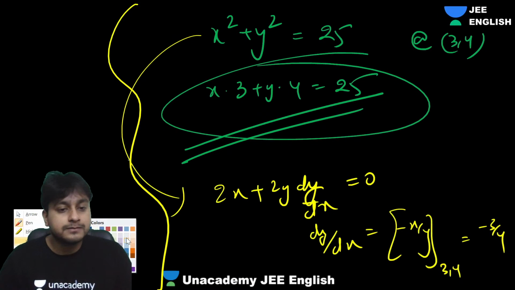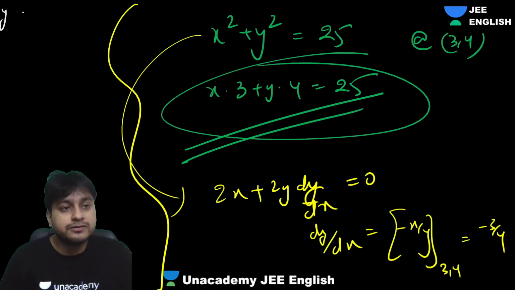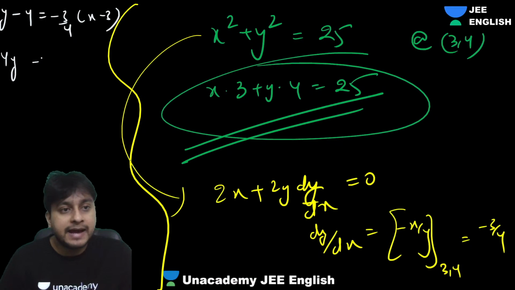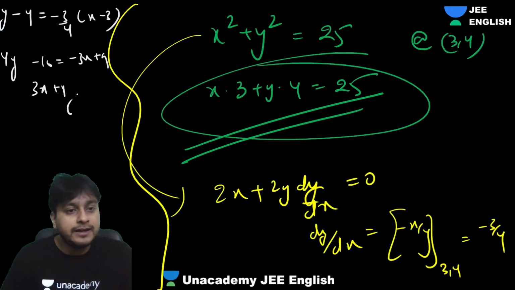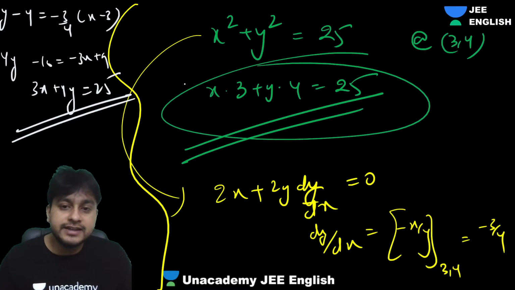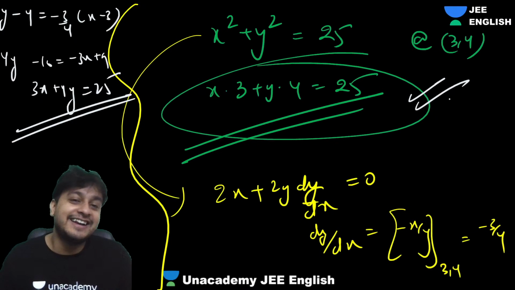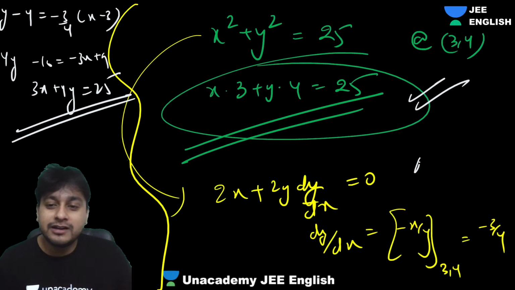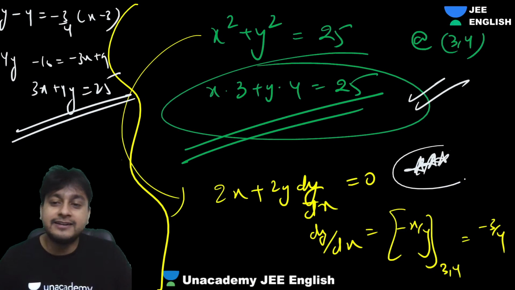Y minus y1 equals slope, minus 3 by 4, into x minus x1, that is 3. Cross multiply: 4y minus 16 equals minus 3x plus 9. So what are we getting? 3x plus 4y equals 25. Which one was easier? Obviously, the first gave you the answer in 1 second, but this one goes on till the end.